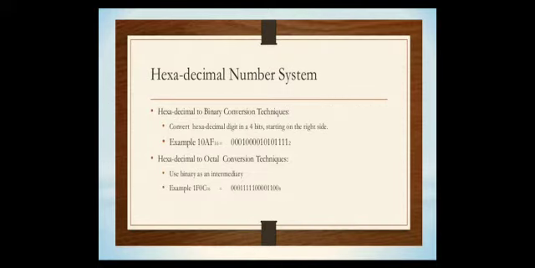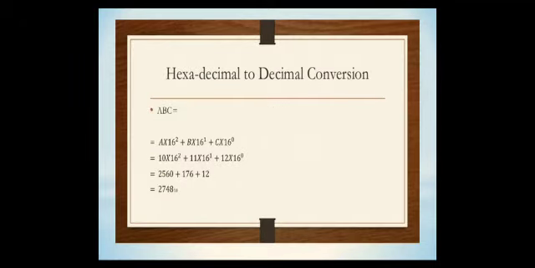Okay, next going to convert hexadecimal to binary. Here I am converting each hexadecimal digit into 4 bits, starting on the right side. Here I am taking an example of 110AF as a hexadecimal number to convert to a binary number. And next converting hexadecimal to octal. Here use binary as an intermediary. For example I am taking 1F0C as a hexadecimal number and then converting it into an octal number.